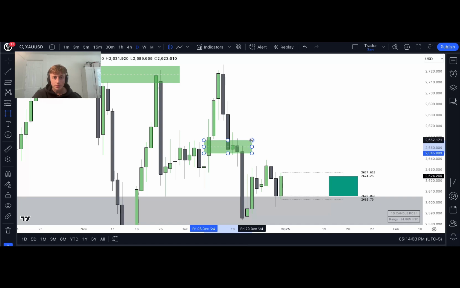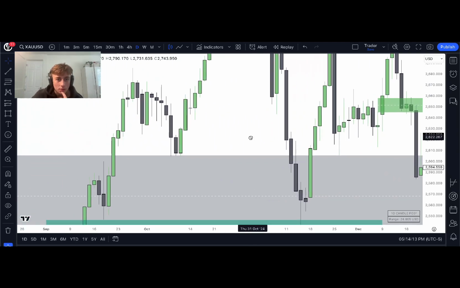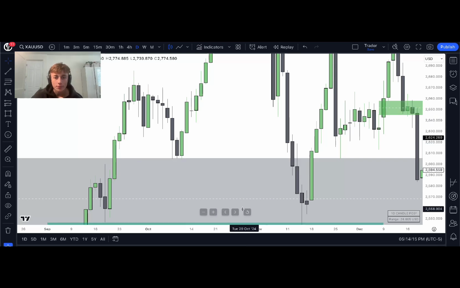Let's see if this actually disrespected it. No, it didn't right there. So I'm looking for some IFVG or a bullish fair value gap that the market actually respects. Okay, let's look at this candle right here. So here we have another daily candle.